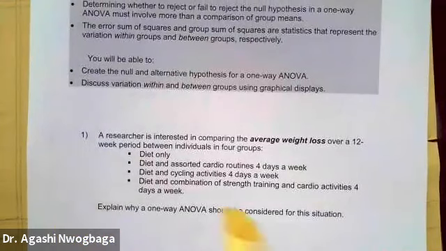One, a researcher is interested in comparing the average weight loss over a 12-week period between individuals in 4 groups: diet only, diet and assorted cardio routines 4 days a week, diet and cycling activities 4 days a week, diet and a combination of strength training and cardio activities 4 days a week. Explain why a one-way ANOVA should be considered for this situation.